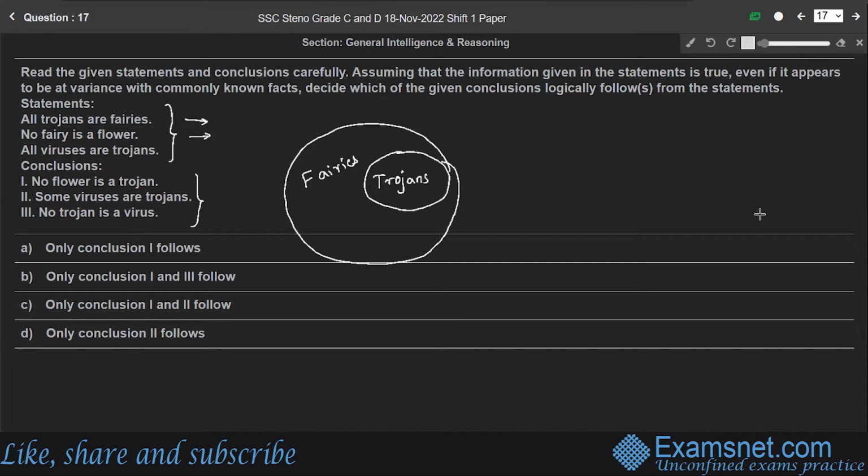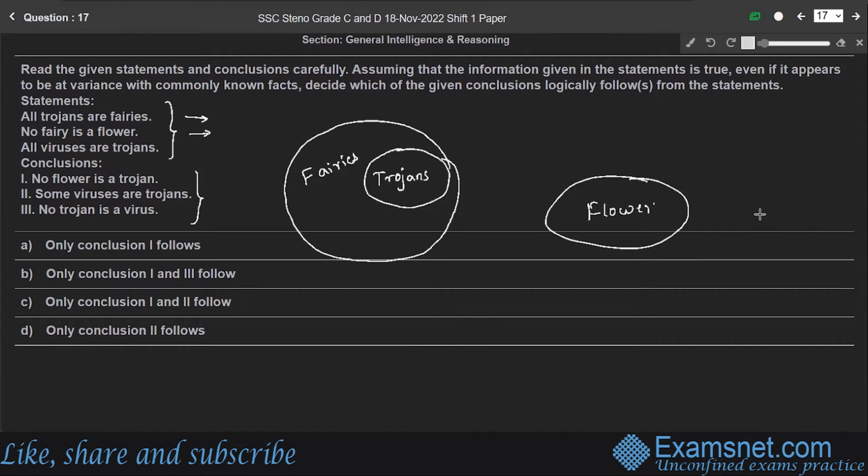Next one, no fairy is a flower. So there is a separate set which is flower. There is no relation between fairy and flower. Next one, all viruses are Trojans. All viruses are Trojans means the set of viruses, I am considering a small set, is included in the set of Trojans. So now come to the conclusion part.